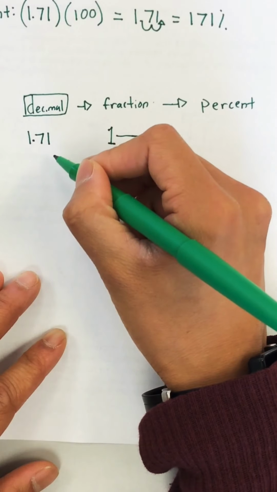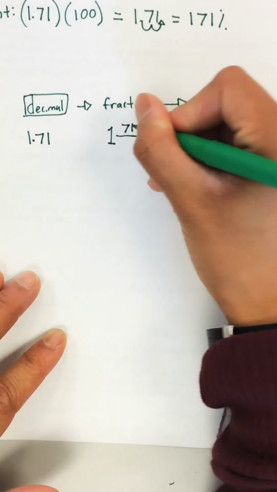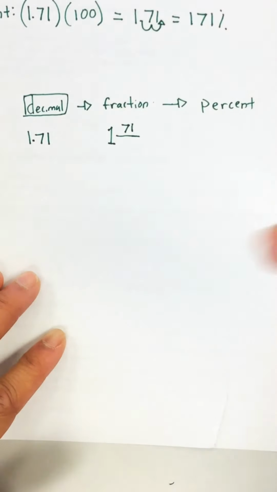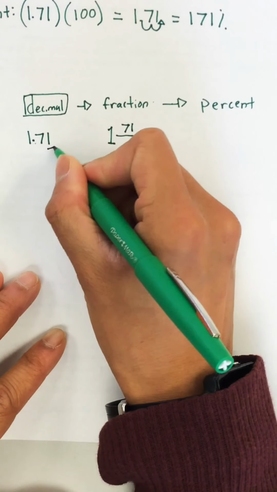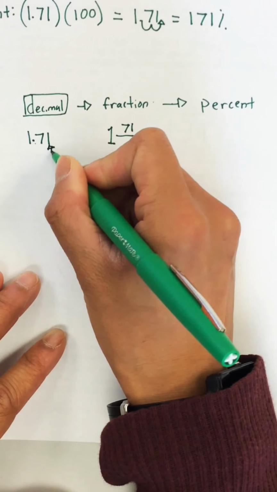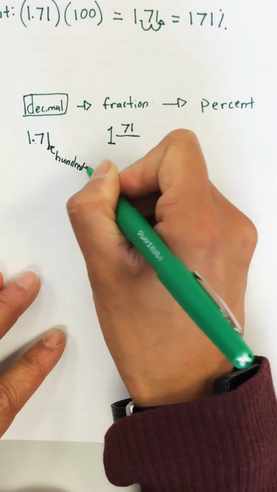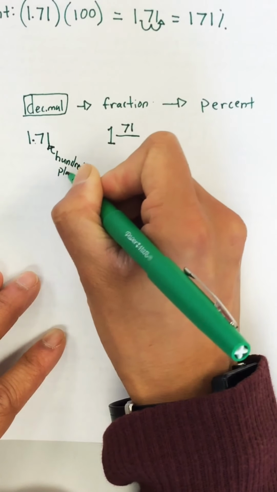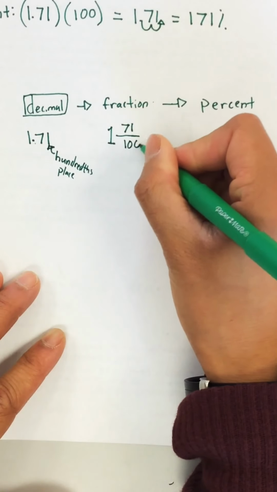Anything to the right of the decimal is going to be my numerator. It's the part. So I have 1 whole and 71 out of something. Well, I said this was 1 and 71 hundredths. I look at the last digit's place value, and this digit's place value is in the hundredths place. So I know that this is going to be 1 and 71 hundredths.